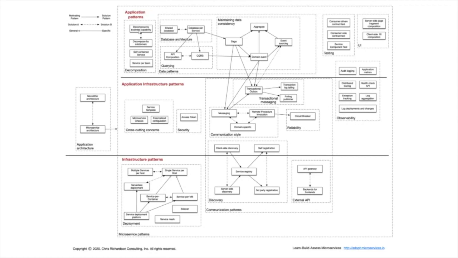Then the last one is the application pattern, which looks at how you can create different kinds of data patterns, or what kind of database architecture you need to follow. How do you test your application? Where does your user interface sit? So you can see it's a combination of varieties of application patterns and different design patterns that define how your microservice architecture should actually work.